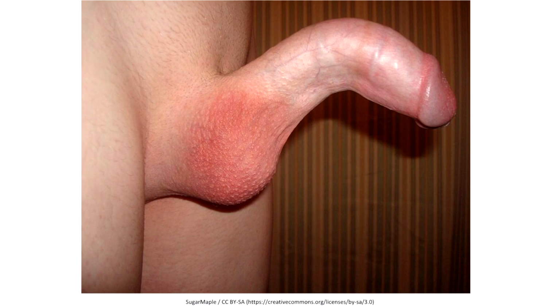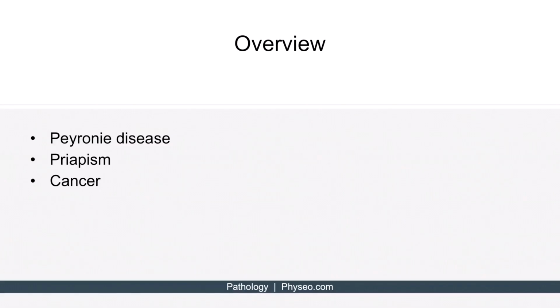Here's an image showing a patient with Peyronie disease. As you can see, the penis has a downward curvature when erect. This is only one variation of Peyronie disease. Again, the angle of curvature can be smaller or bigger than this, and the direction of the curvature can also vary. All right, let's move on to discuss priapism.